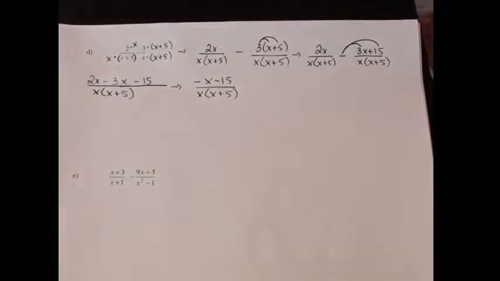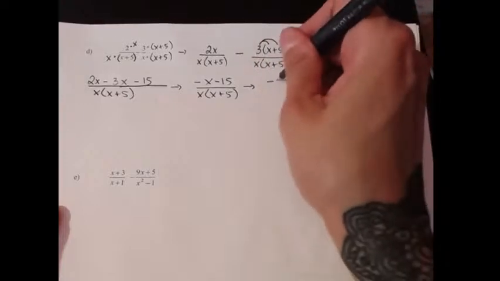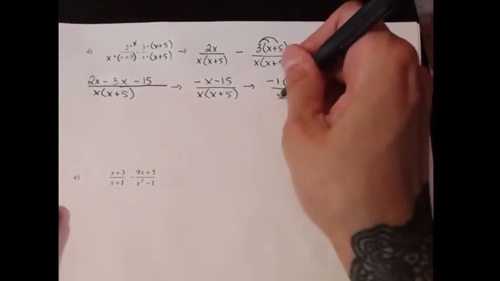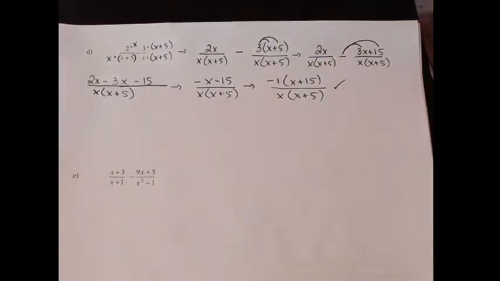And then last up, our leading term is negative for our numerator, so we're going to factor out the -1. And notice that we do not have any common factors that we can divide out, so we are officially done. Excellent.